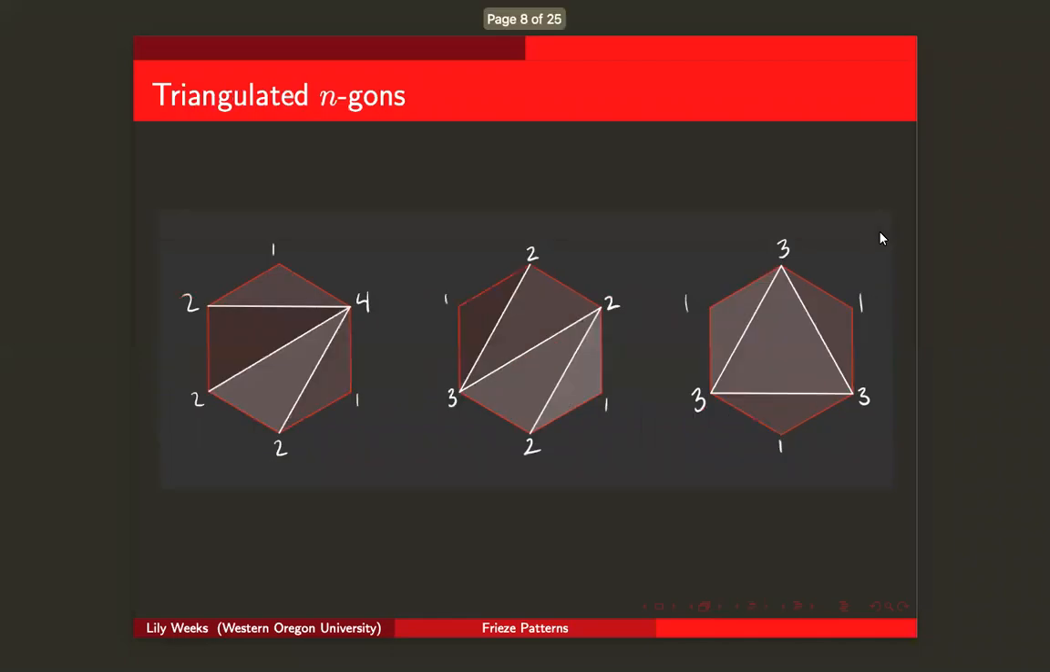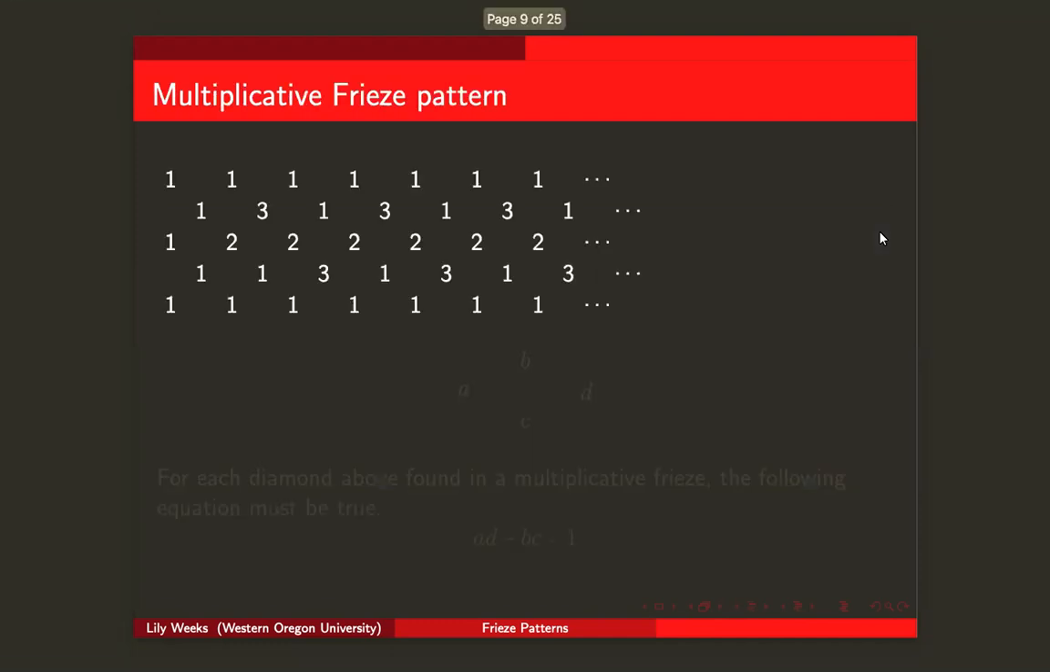Here are the possible triangulations of a hexagon. You can rotate these hexagons, but these are the 3 distinct ways to triangulate a hexagon. Here is an example of a multiplicative frieze pattern. This particular type follows the following pattern.